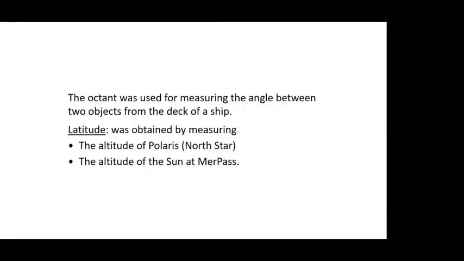The latitude was obtained in those days by measuring the altitude of Polaris, the North Star, also known as Alpha Ursae Minoris, the brightest star in the constellation of the Little Bear, or the altitude of the sun at merpass, when it passes over your meridian. Now, in the southern hemisphere, Polaris is not visible.